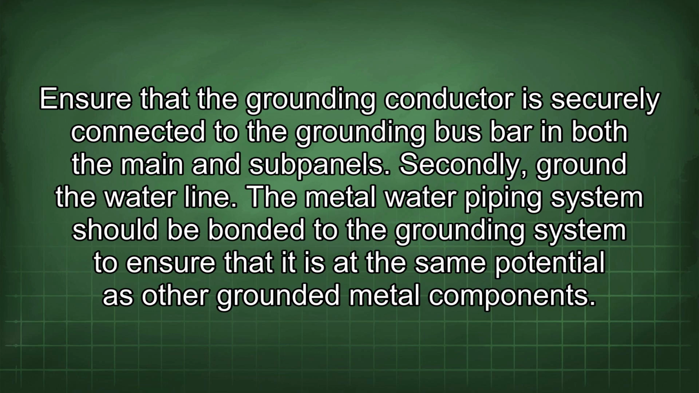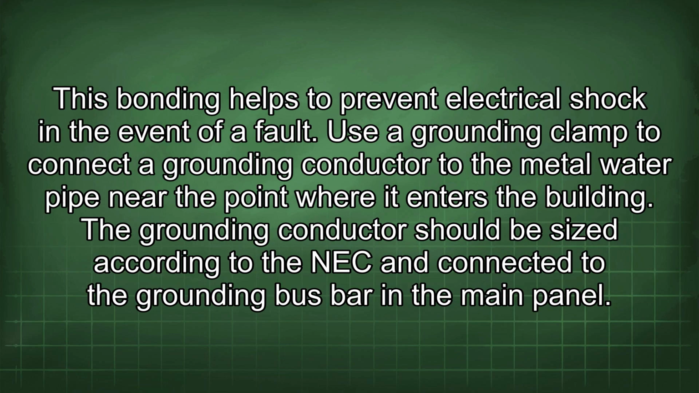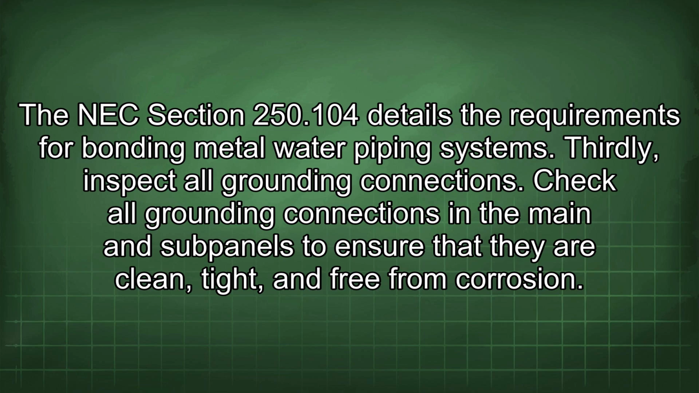Secondly, ground the water line. The metal water piping system should be bonded to the grounding system to ensure that it is at the same potential as other grounded metal components. This bonding helps to prevent electrical shock in the event of a fault. Use a grounding clamp to connect a grounding conductor to the metal water pipe near the point where it enters the building. The grounding conductor should be sized according to the NEC and connected to the grounding busbar in the main panel. The NEC section 250.104 details the requirements for bonding metal water piping systems.